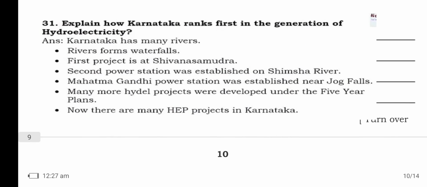Explain how Karnataka ranks first in the generation of hydroelectricity. Karnataka has many rivers. Rivers form waterfalls. The first project is at Shivanasamudra. The second power station was established on the Shimsha river. Mahatma Gandhi power station was established near Jog Falls. Many more hydro projects were developed under the five-year plans. So now there are many hydroelectric projects in Karnataka.